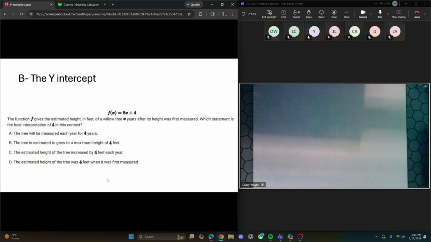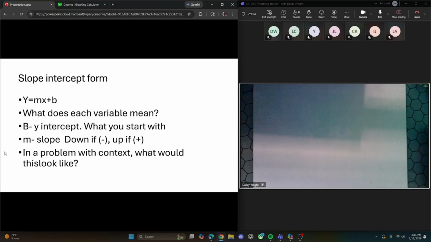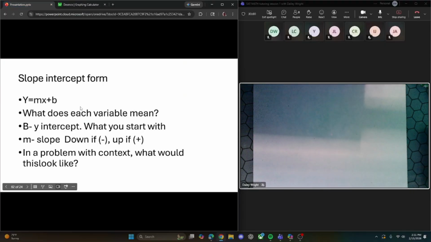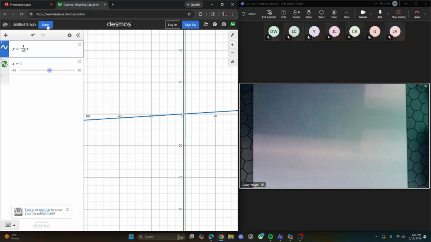So the y-intercept. This is a problem for the y-intercept. Let's go over this one. The function gives the estimated height in feet of a willow tree x years after its height was first measured. Which statement is the best interpretation of 4 in this context? So, as we said originally, B is what you start with. So let's type this equation into Desmos.